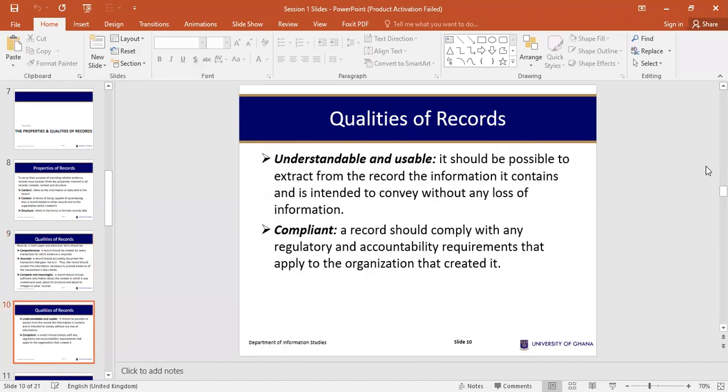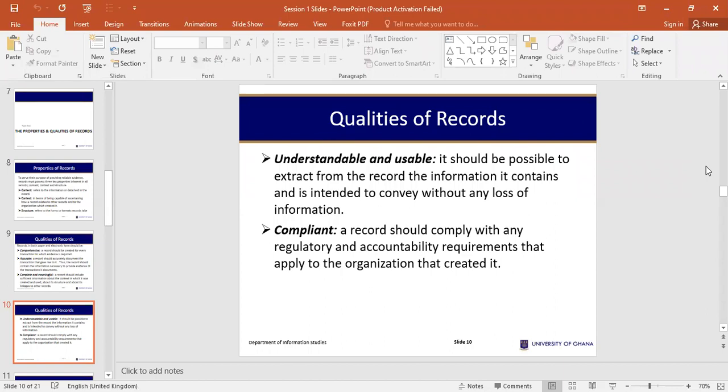Understandable and usable: it should be possible to extract from the record the information it contains and is intended to convey without any loss of information. So this is more or less like an abstract. When people write a thesis, among the first pages, you find what is called an abstract. The abstract is an extraction of key points of the essay or the thesis that gives a bird's eye view of what the thesis was all about.